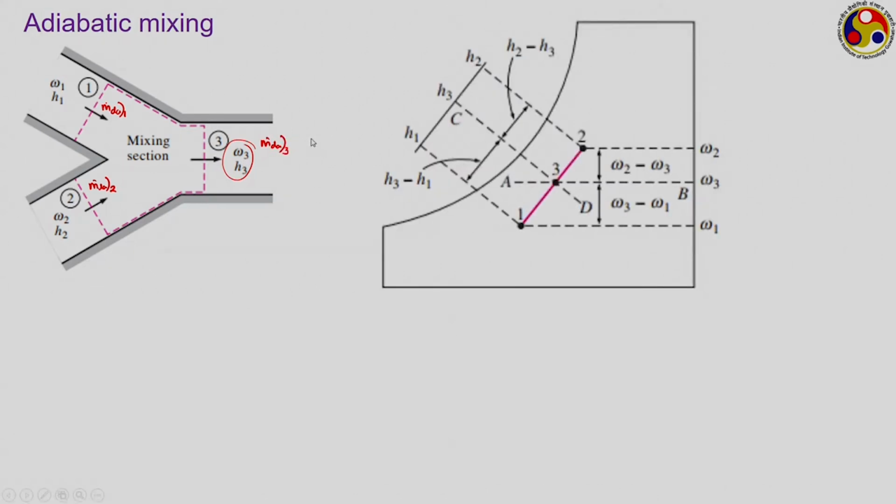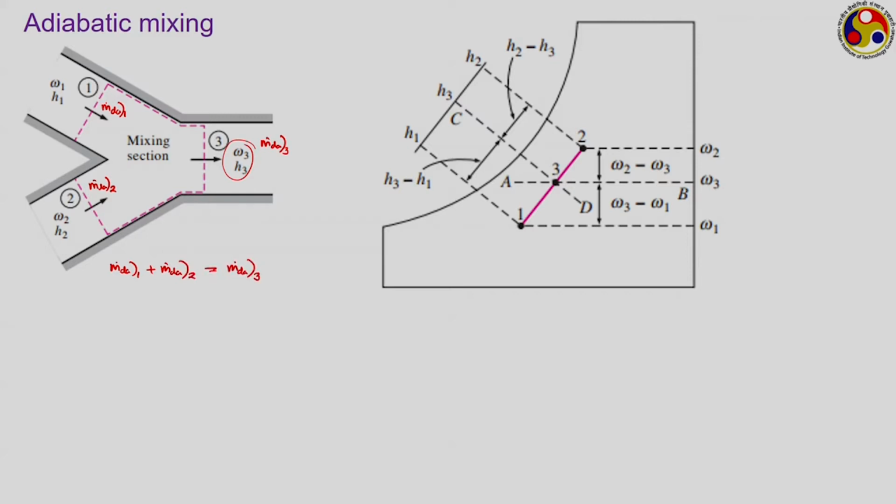This is a representation on the corresponding psychrometric chart. I am coming there, but before that let us perform the mass balance on this. Here the dry air quantity is changing, so we have to perform the mass balance on the dry air as well. So, we can easily write m dot dry air 1 plus m dot dry air 2 is equal to m dot dry air 3.